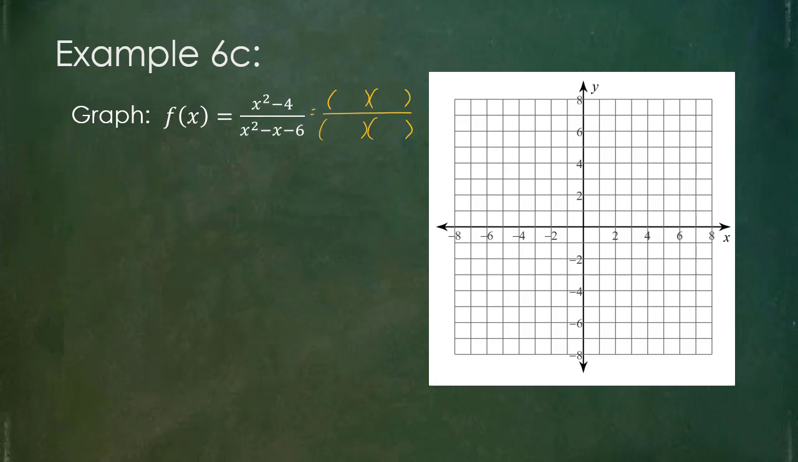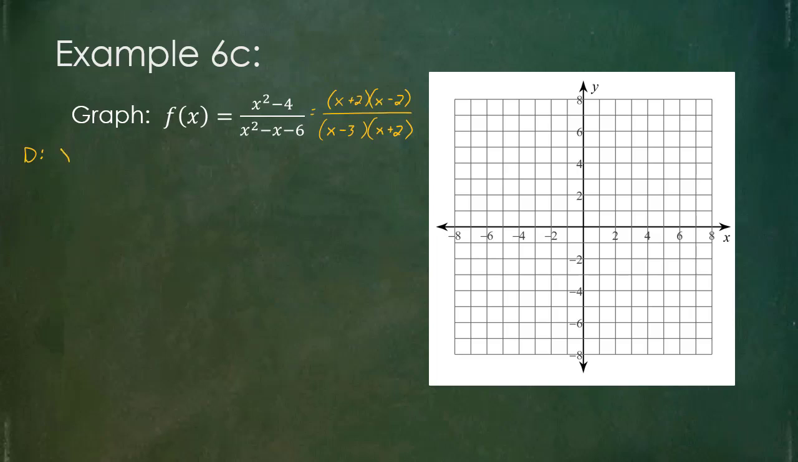So the top I need to multiply to -4 but add to 0, so that should be opposite numbers, +2 and -2, otherwise known as the difference of two squares that turns into a conjugate pair. On the bottom I want to multiply to a -6 but add to a -1, so that seems like that should be a -3 and a +2. So notice with this one, I do end up getting something cancel, but I still want to identify the domain before I do any canceling.